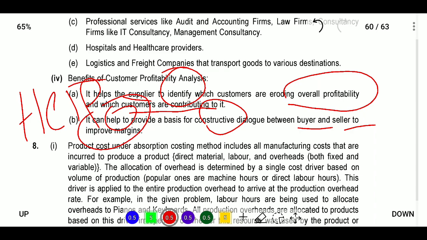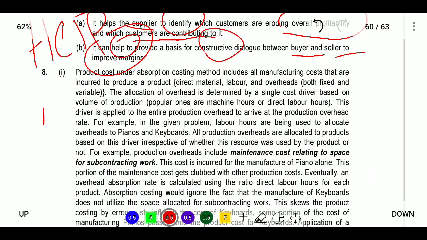Next question. Question number 8. We will see in the next class.